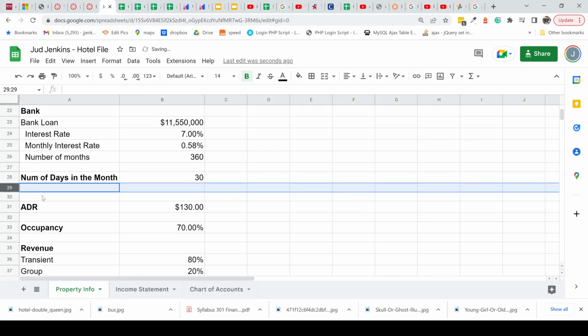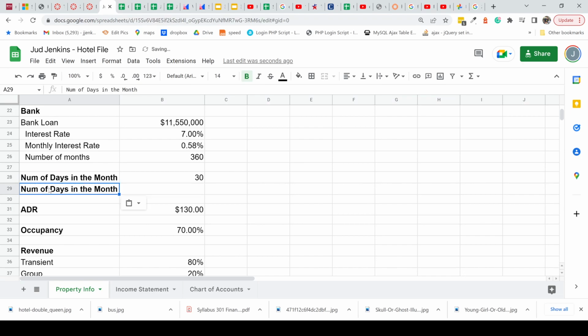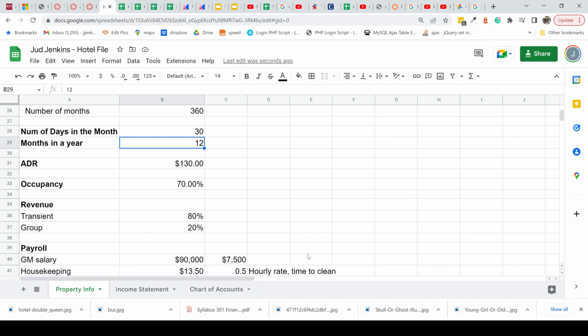Or you could go up here and add a thing. I'm going to copy this and paste it down just to keep my formatting. And I could say months in a year, and that would be 12. Now, the reason why this is kind of dumb is because months in the year is always 12. Although you could do a report where you only want 6 months and you could divide it that way. But either way is fine.